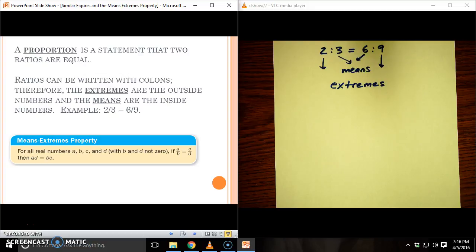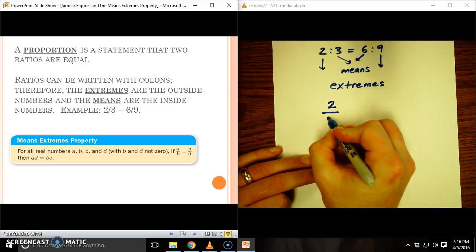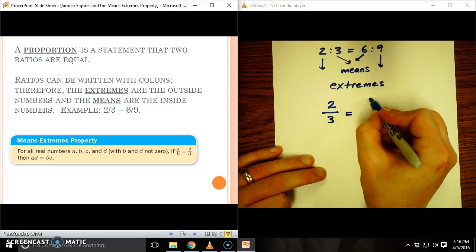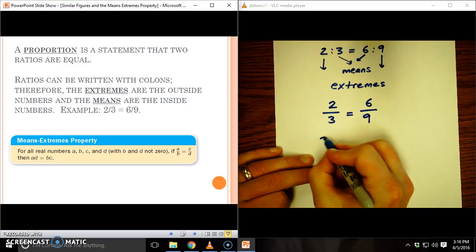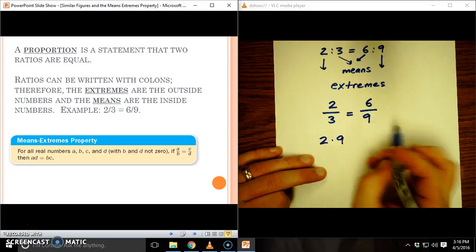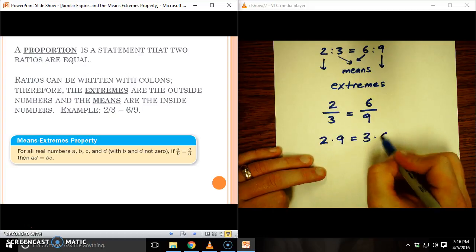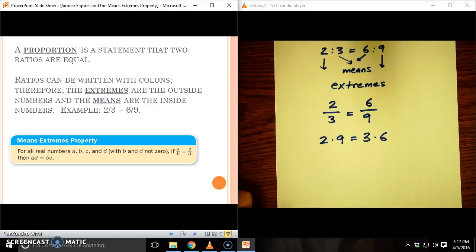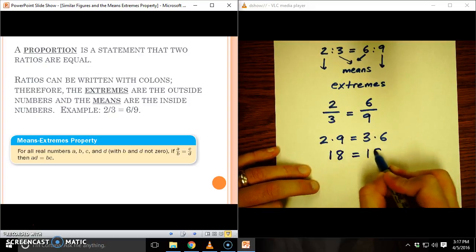To use these numbers right here, if I set up this proportion, which is already solved, there's nothing I have to find. That means that 2 times 9, those are the extremes, is equal to 3 times 6. So the product of the extremes equals the product of the means, which you can see very clearly: 18 equals 18.